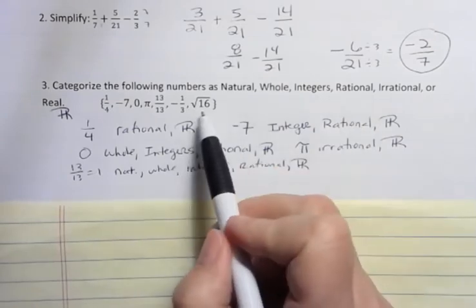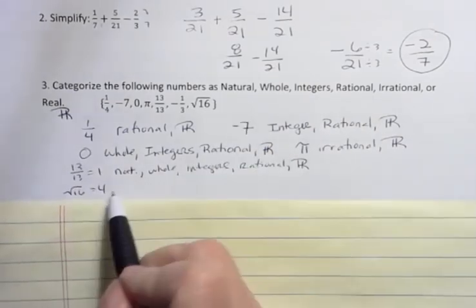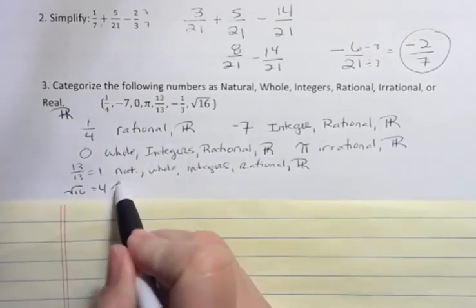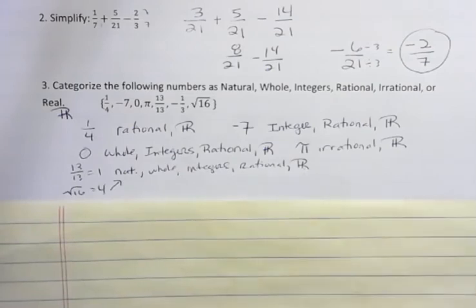That would be the same for the square root of 16 while we're at it. The square root of 16 is 4, and that would have all the same things. It's a natural number, it's a whole number, it's an integer, it's a rational, and it's a real.